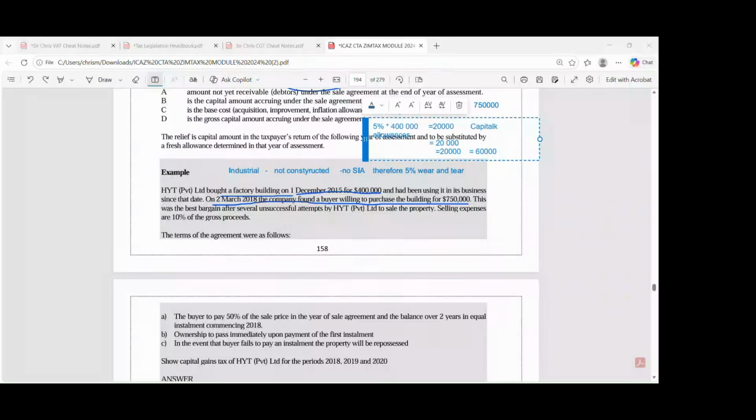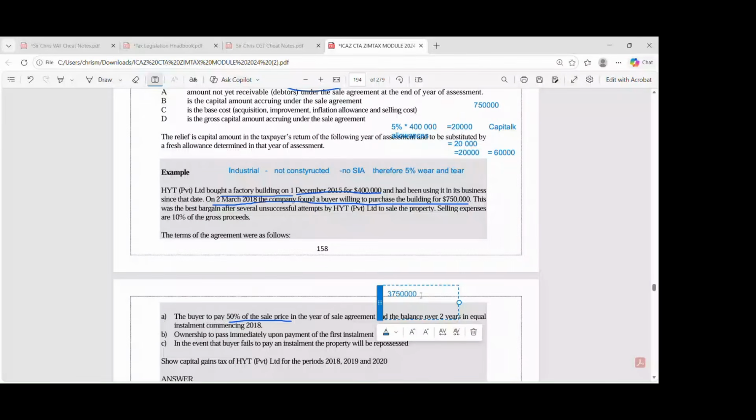Then how are we going to pay? The buyer is going to pay 50% of the sale price. So do you agree with me? 50% of 750 is 375,000. That's the 50%. So it's being paid in the year of sale. Then the other 375,000, do you agree, is paid as the remainder over 2 years? So in other words, we receive 187,500.